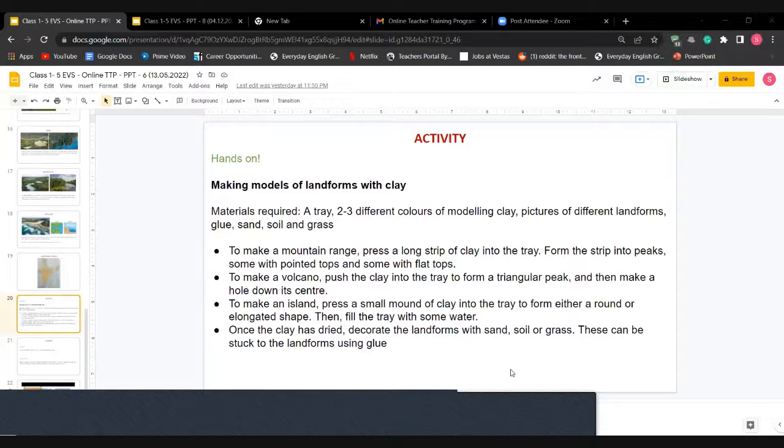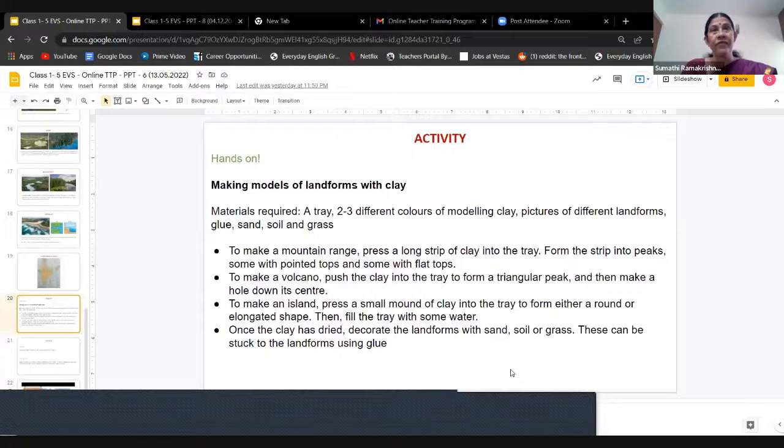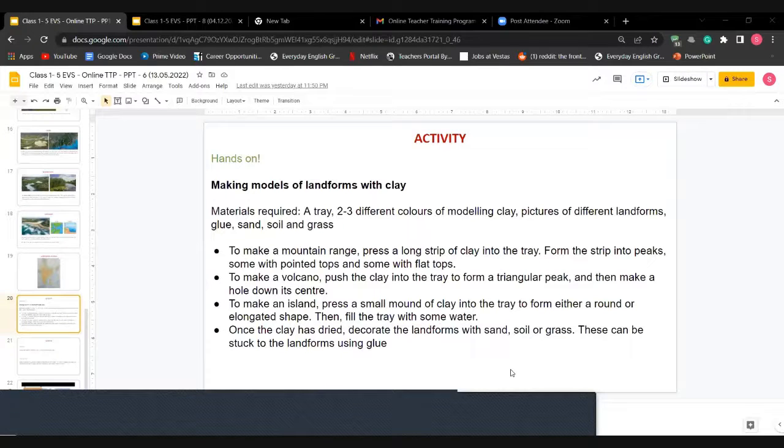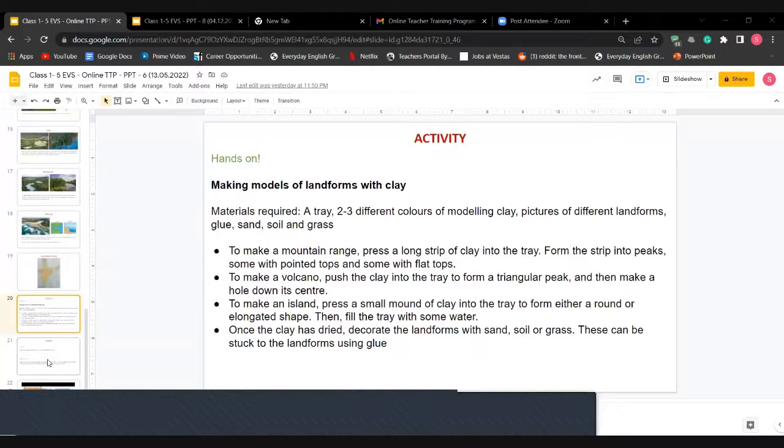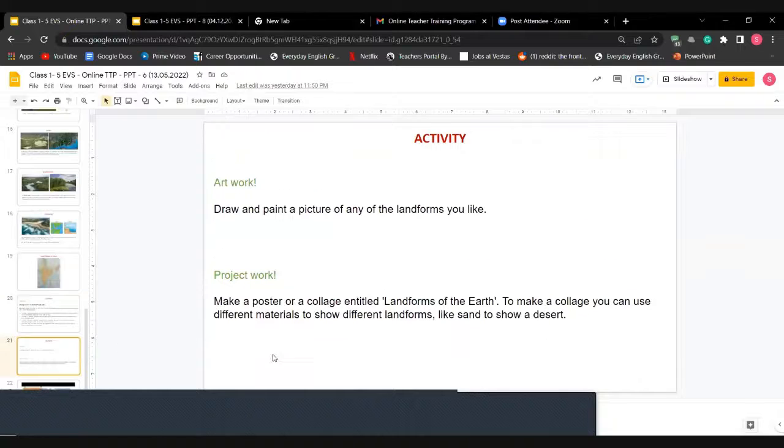Make a chart. Yes, you can make a chart. You can ask them to draw a few landforms and write a few lines about it. Yes, that could be done. They can stick pictures or make a picture collage. That is also possible. Locating the places on the map. Yes, map work is of course there.